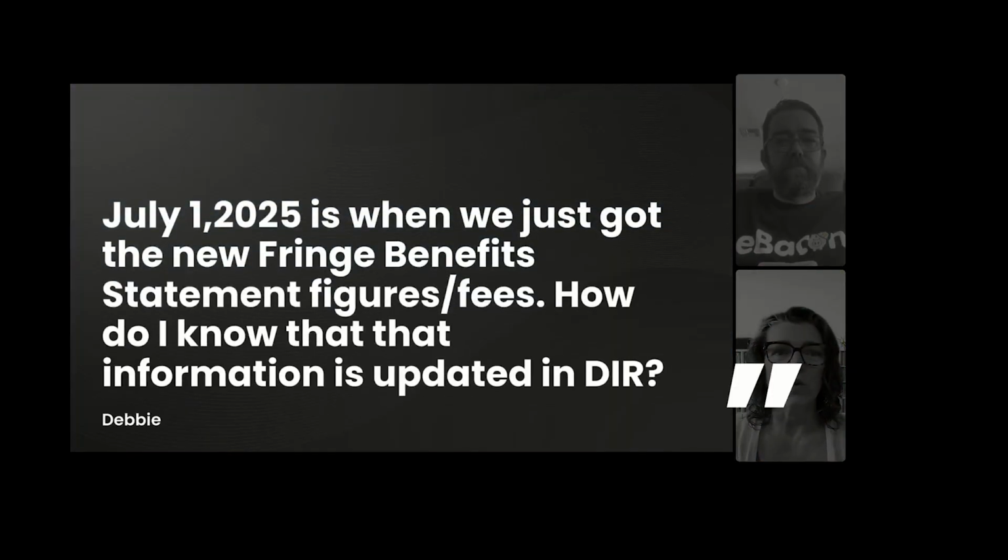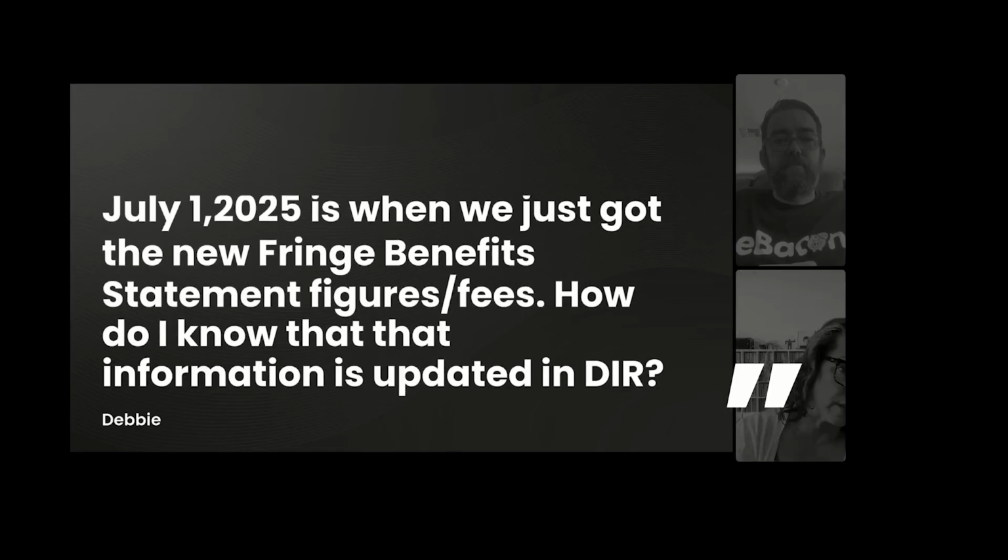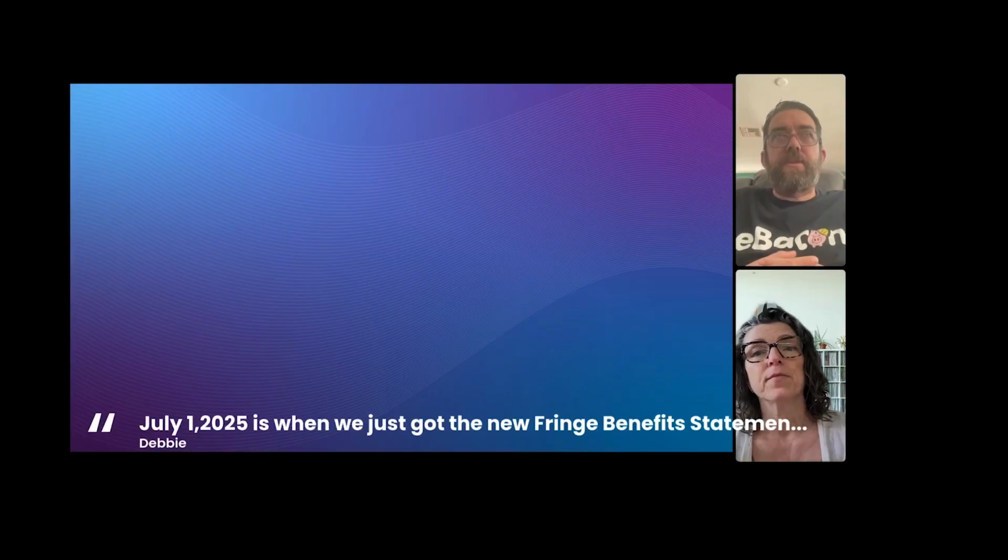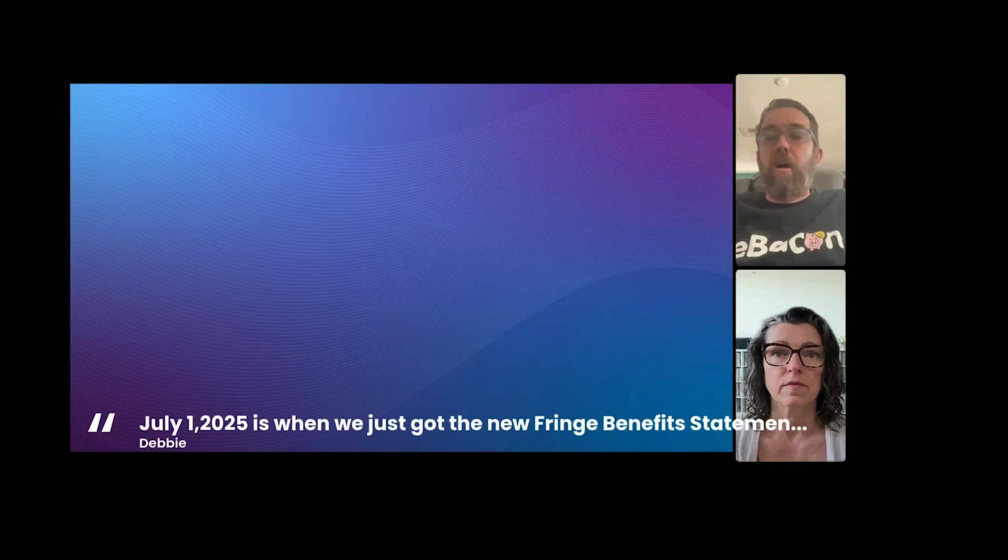July 1 is when we just got the new fringe benefit statement figures and fees. How do I know that information is updated in the DIR? So the scheduled increases for the fringes and the base rate are all located on the DIR. They are not always the greatest at coming out on July 1st and saying, here's those allocations, but they do release them as quickly as possible. They don't like seeing eBacon come across their caller ID, because we are hounding them to get that information on a daily basis until we actually do have it for each trade. But with those new fringe benefit allocations, they will show on the DIR under that scheduled increase tab.